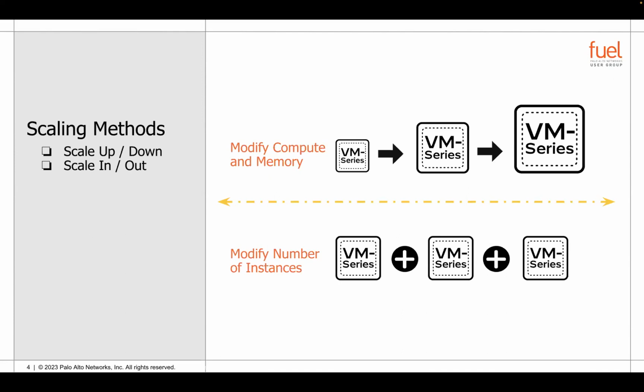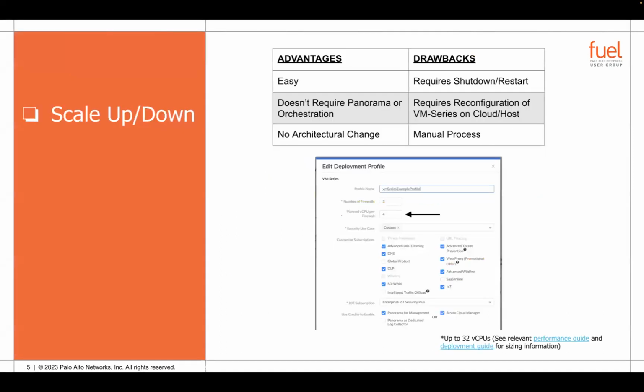Those are not mutually exclusive. We can scale up, down, and scale in, out. But how we achieve that, how we scale up and down and in and out, we do in different ways, right? So I'll start by talking a little bit about scaling up and down and some of the advantages and disadvantages of that.